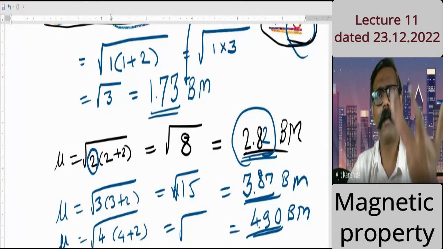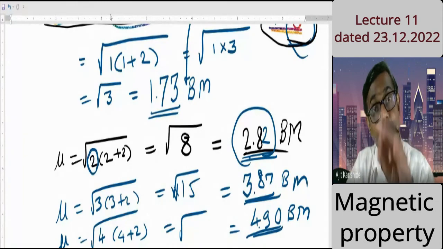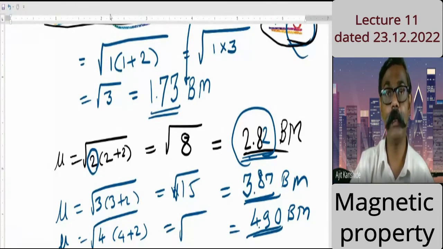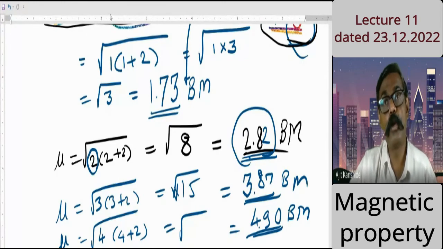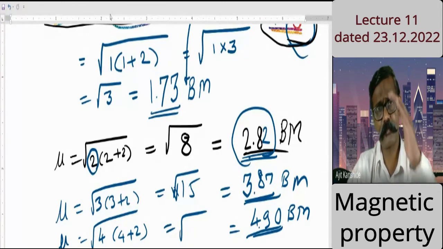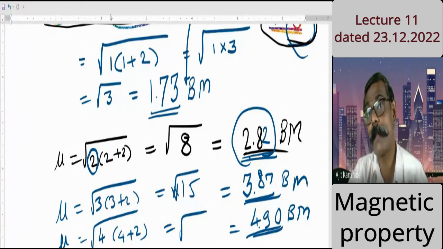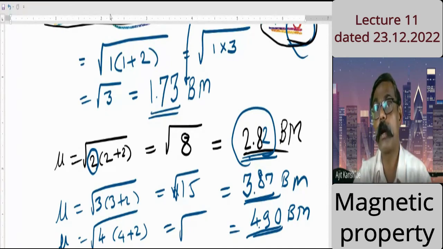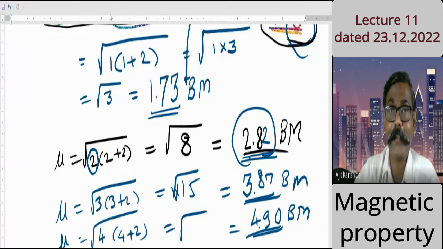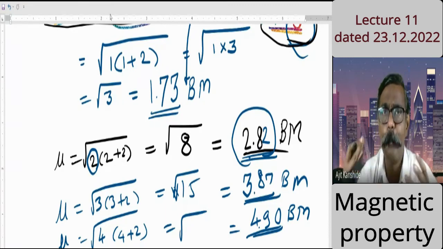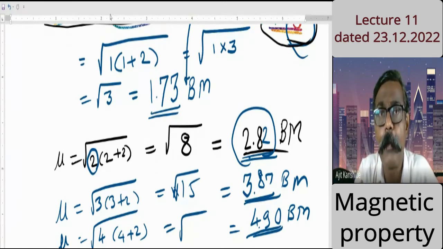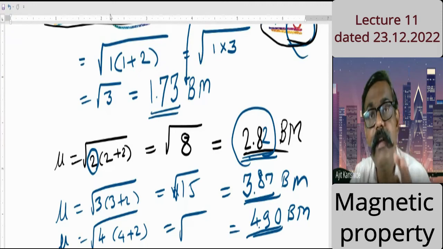The stability concept you will understand, but electronic configuration will be clear because of the magnetism. Sometimes low spin complexes, high spin complexes mean less number of electrons, more number of electrons. So how many electrons are there? Accordingly, you will come to know what kind of complex it is, whether more stable or less stable. So for stability, color, magnetism, and further property explanation, this concept is very, very important.